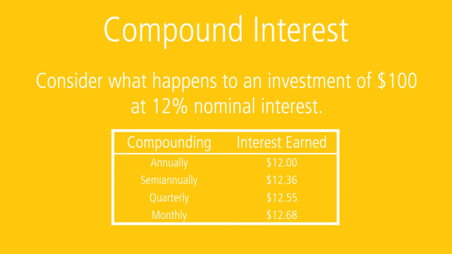In describing investments and loans, the advertised or stated interest rate is known as the annual or nominal rate. It is also the rate used to calculate the compound interest. Consider, however, what happens to an investment of $100 at 12% nominal interest. The greater the number of compounding periods per year, the higher the amount of interest earned. Although the nominal interest rate is 12%, with monthly compounding, $100 earns more than 12%. This is why many investment offers today advertise daily or continuous compounding. How much are these investments really earning?